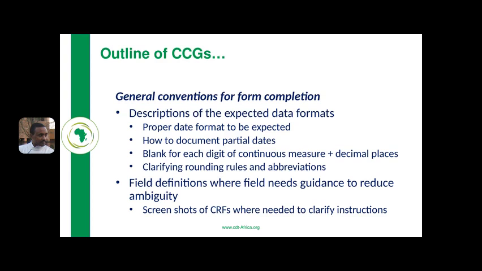What we mean here is that if you are expecting a two-digit figure, then you have to put two boxes or two blank spaces. Or if you have one or two decimal places after the point, you have to also put the corresponding boxes. Clarification around rounding rules and abbreviations is also going to be included in the general conventions. Additionally, field definitions where a field needs guidance to reduce ambiguity are also going to be included. Usually, we use screenshots for further clarification of the instructions.